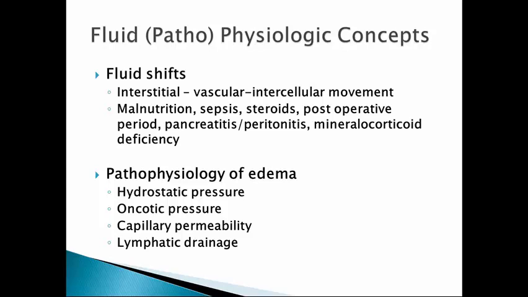A hypotonic solution, 0.4, we don't use a lot, but you can give quarter, which is 0.25, or a 0.45 sodium chloride. When you give a hypotonic fluid, what's the movement? Correct. The fluid is going to move from the vascular space into the interstitium, and then from the interstitium into the cell.